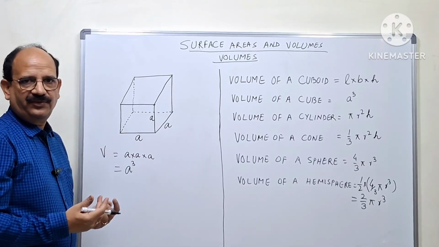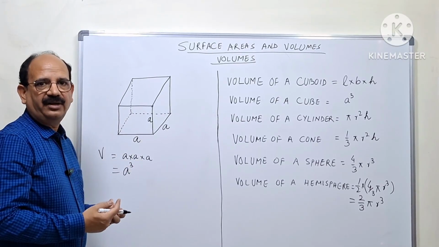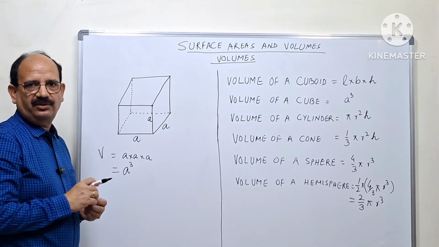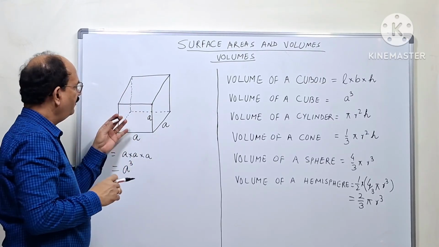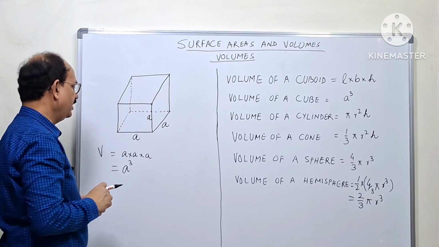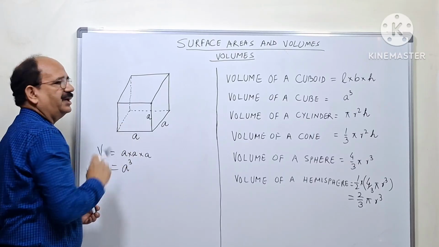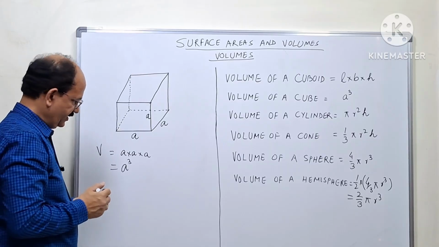Again, the same fundamentals apply. If it is a solid cube, then the volume of the material involved in creating this cube will be equal to A cube. If it is an empty container of cuboidal, rather cubical shape, then it will be A cube. That much volume of liquid it can contain.